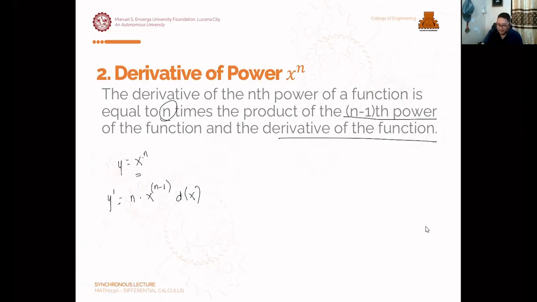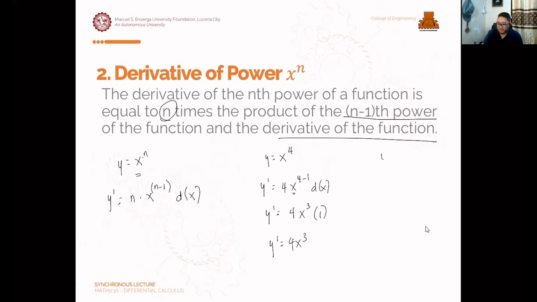What do I mean? For example, we have y is equal to x raised to 4. So for its derivative, you bring down the 4, then subtract 1 from the exponent, and then you take the derivative of x. And the derivative of x is just equal to 1. Okay? When we are only looking for the derivative of x, that is equal to 1. So this will be x raised to 3 times 1, so our derivative will be 4x cubed. Okay?